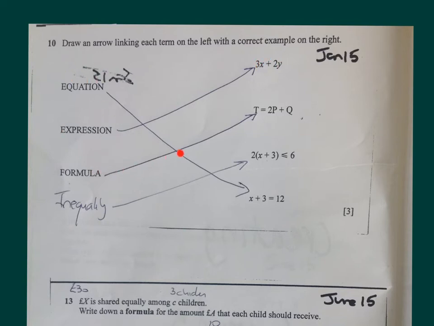A formula has equals, but it's also got more than one letter. T equals 2p plus q. Perimeter equals 2l plus 2w. Area equals pi r squared. A formula has an equals, but has a couple of letters. An equation has an equals, but it's only got one letter. And an inequality is something with a greater than or less than sign. Okay, learn them, boys and girls.